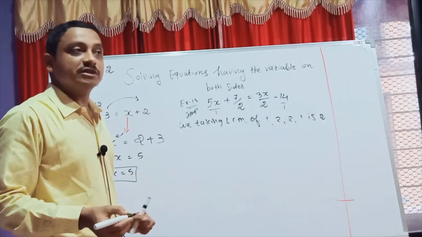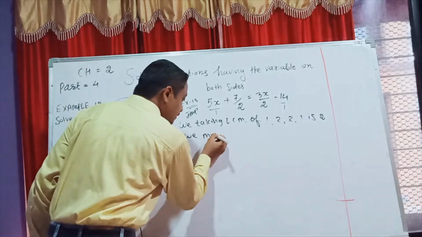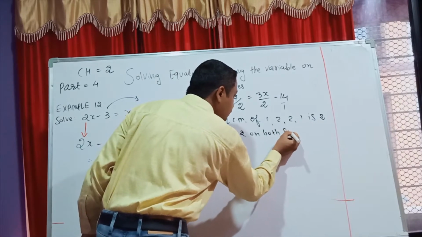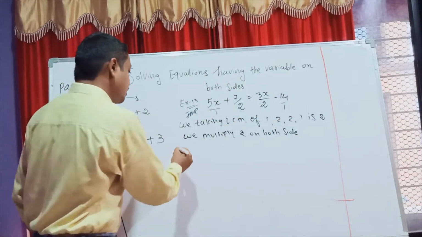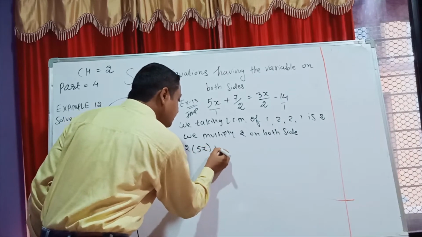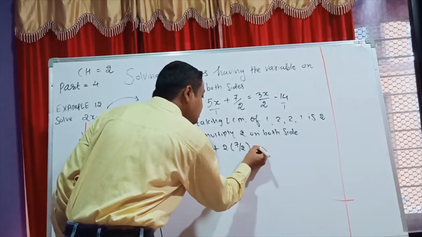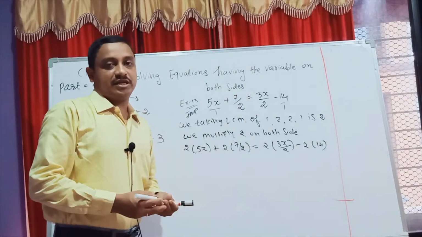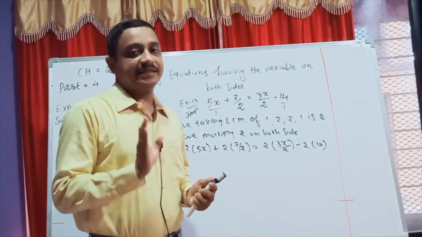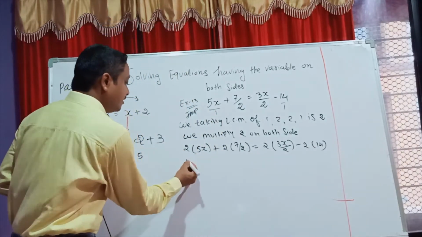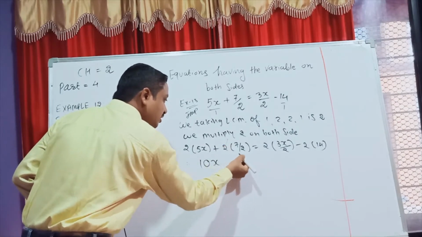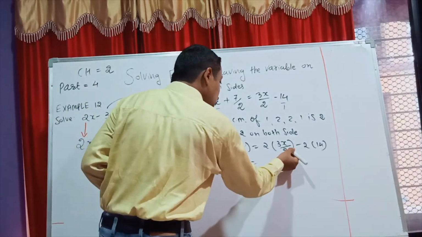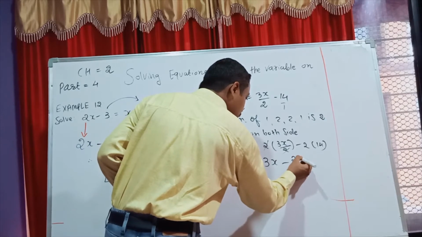And this LCM, students, we multiply on both sides. So here 2 into 5x, 2 into 7 by 2. Similarly here, on both sides students will multiply by 2. Yes, both sides multiply by the LCM. So finally you get here the answer 10x. This 2 and this 2 gone. Only I have 7. Here also 2 gone. Only I have 3x and here 28.